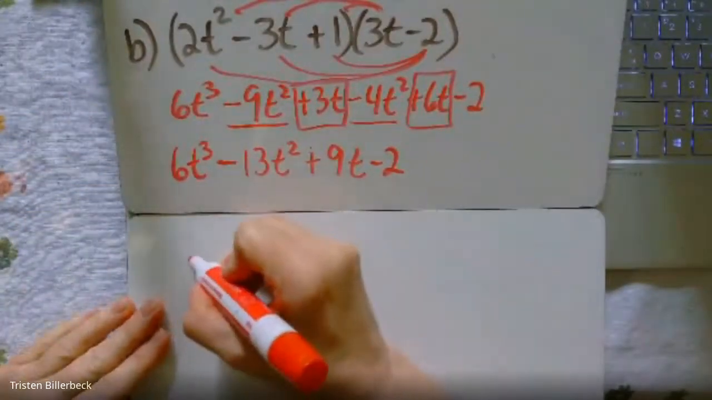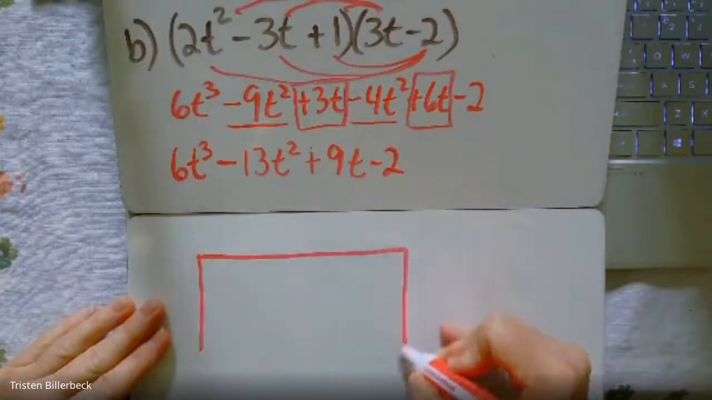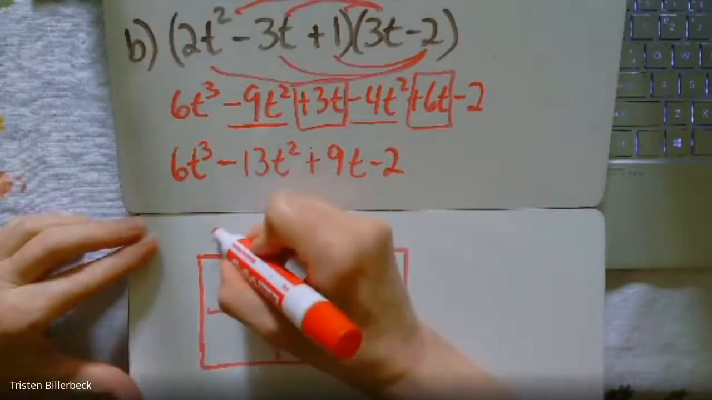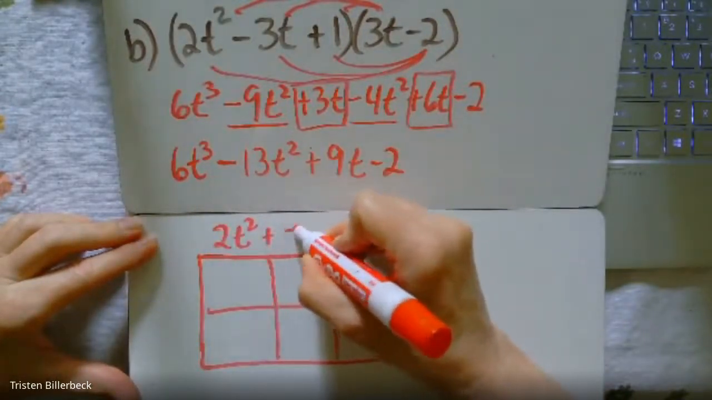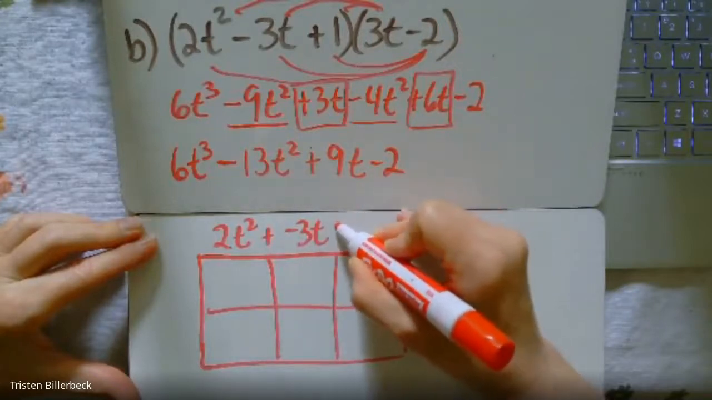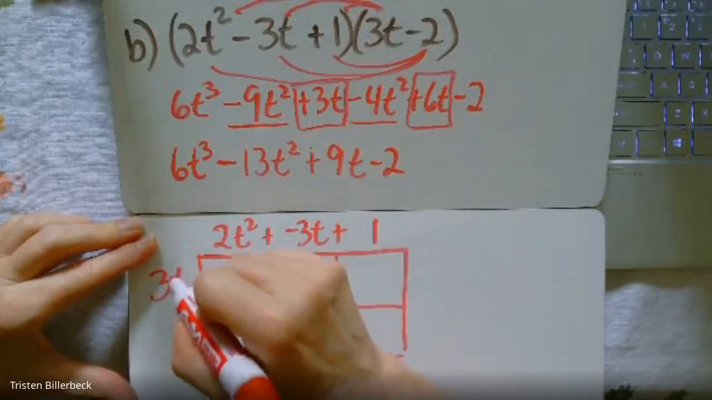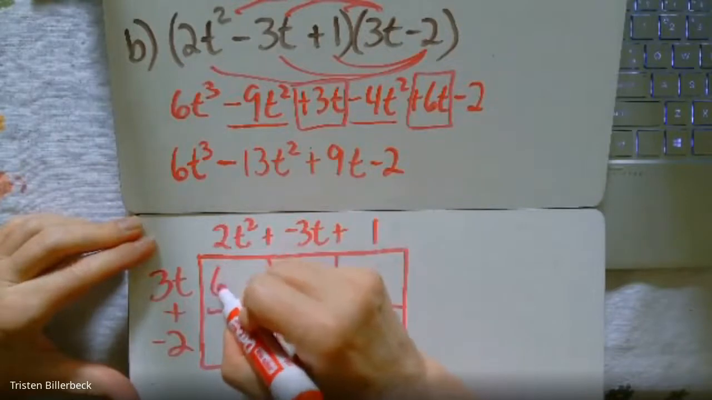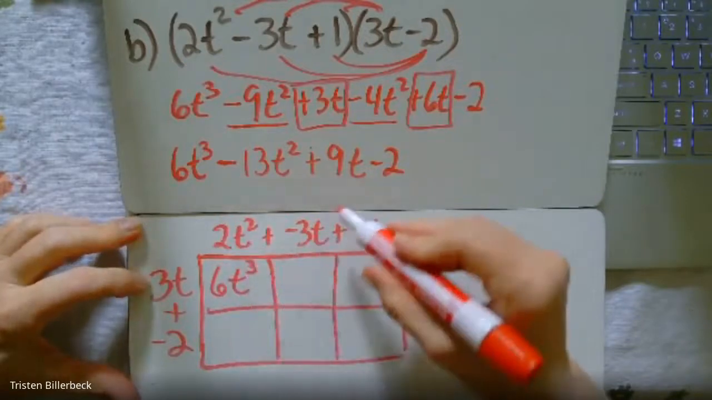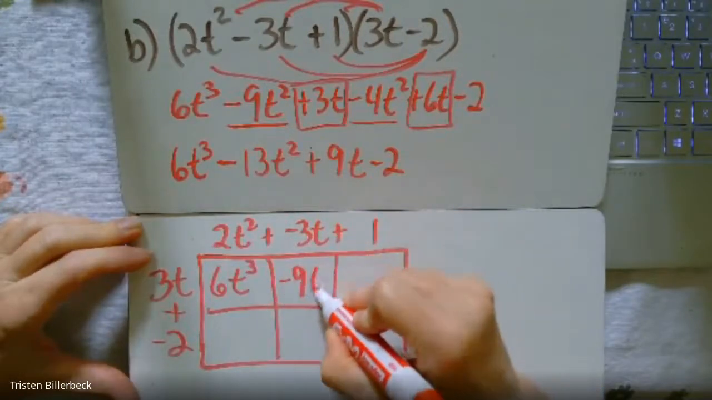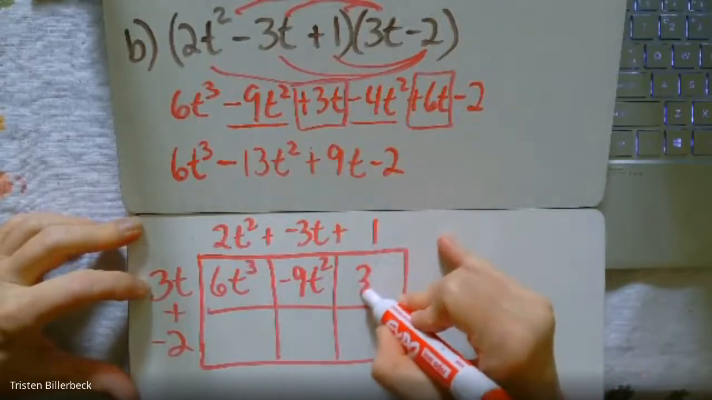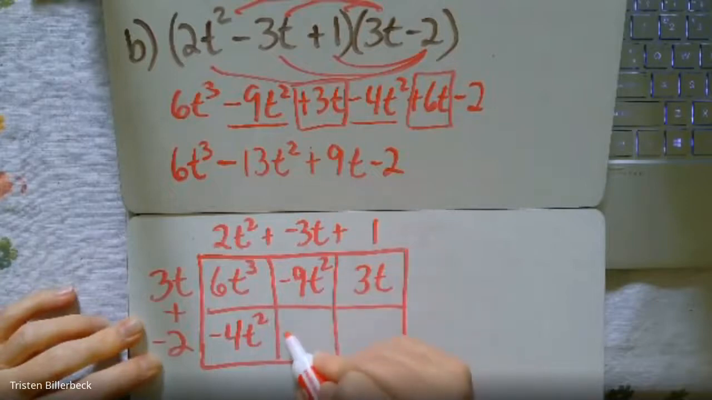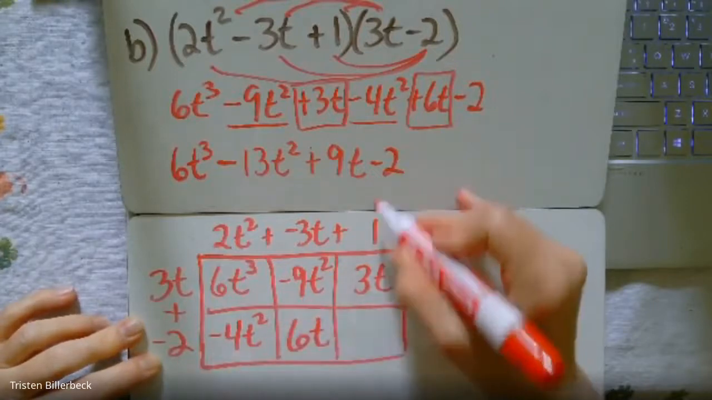So if we had the box, we would do a 2 by 3. Okay, so I'm going to put 2t squared plus a negative 3t plus 1 right here. Then I have 3t plus negative 2. Okay, so 3t times 2t squared is 6t cubed. 3t times negative 3t is negative 9t squared. And 3t times 1 is 3t. Negative 2 times 2 is negative 4t squared. And negative 2 times negative 3 is a positive 6t, and negative 2 times 1 is negative 2.